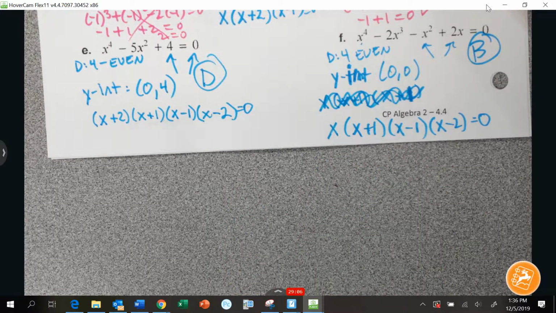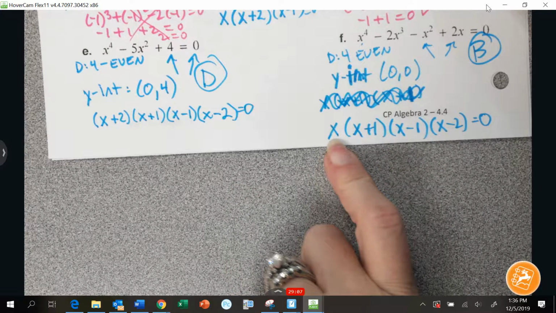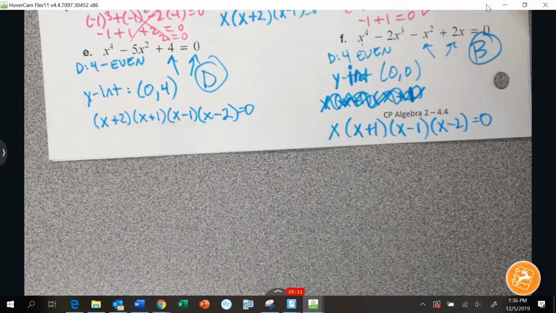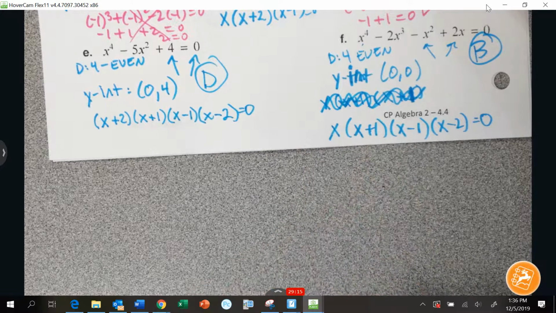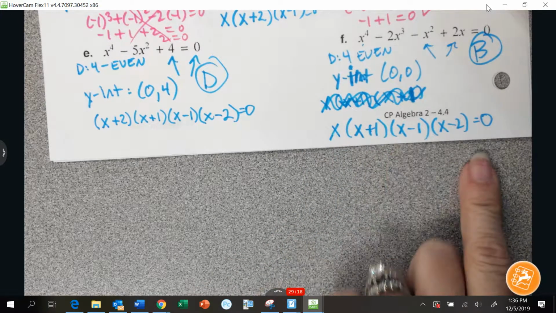With the exception of this one, I did put the GCF in front. So it didn't totally go by left to right, because then the X would be in the middle and it would look weird. So I put the X there, and then I put X plus 1, X minus 1, X minus 2.